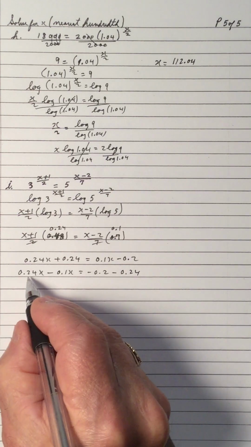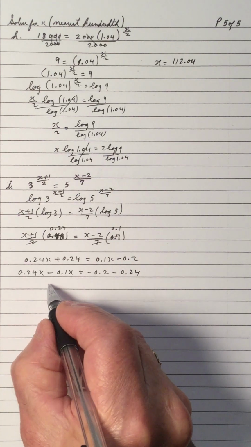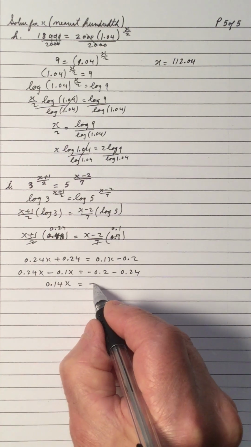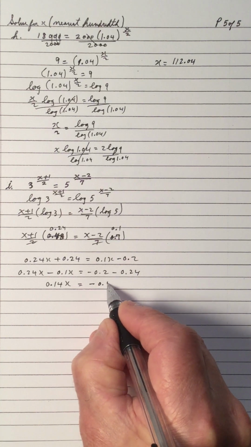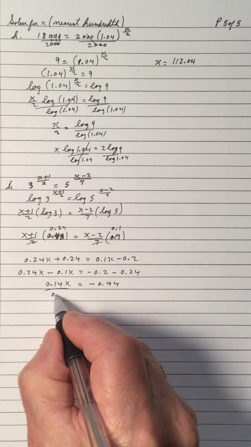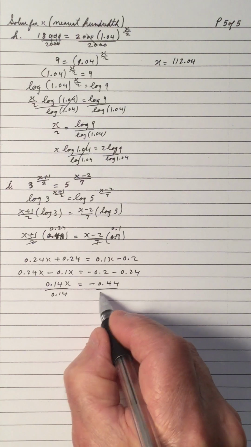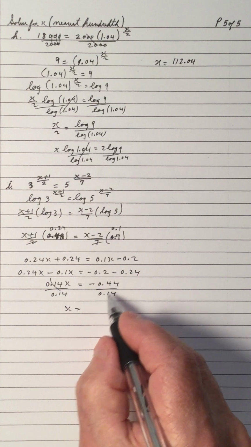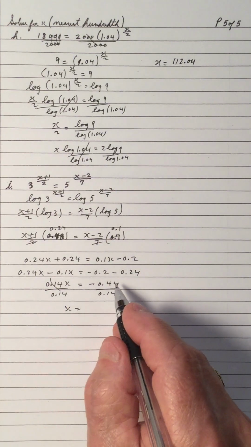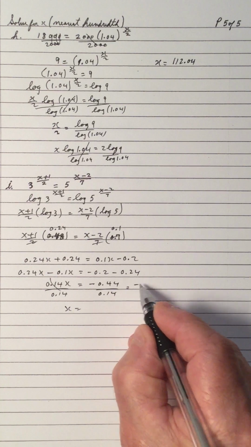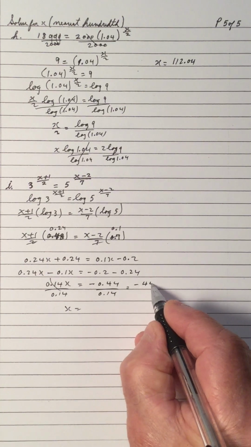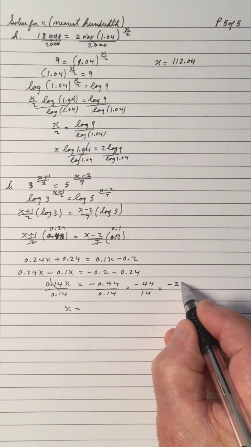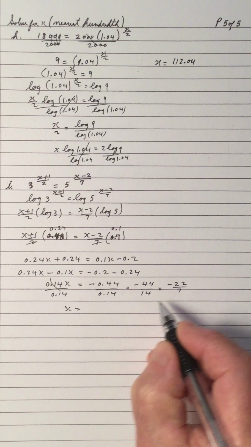Change the signs. So decimal 24 subtract decimal 1 is 0.14x, and that's a negative 0.44. We divide by 0.14, and they cancel. I get x is equal to, and you can use your calculator, but I'm just going to do a little tiny bit of math here. That's a negative. Multiply by 10, I get 44. Multiply by 10, I get 14. And divide by 2, I get a negative 22 over 7.